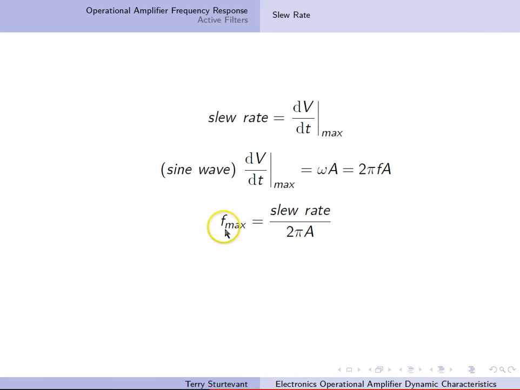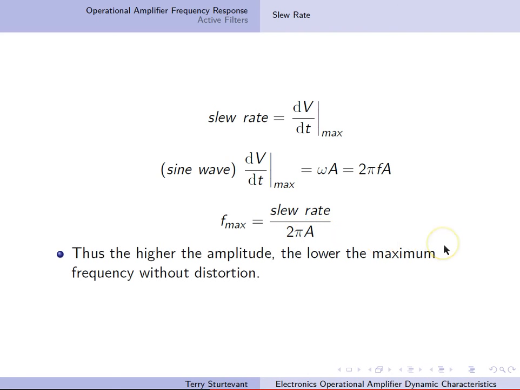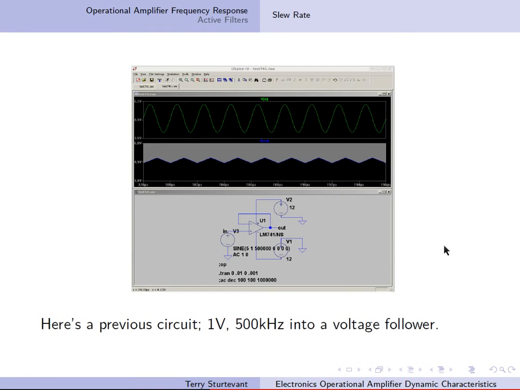If we rearrange this, we see that the maximum frequency is the slew rate over 2 pi times the amplitude. So the higher the amplitude, the lower the maximum frequency you can have without distortion. And sine waves will be the least distorted of any waveform.